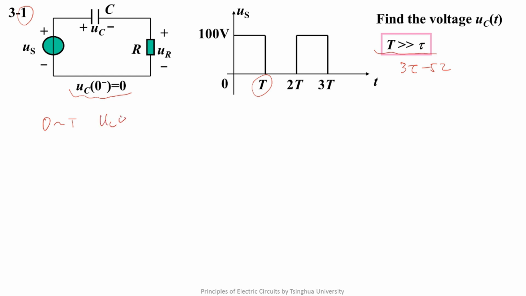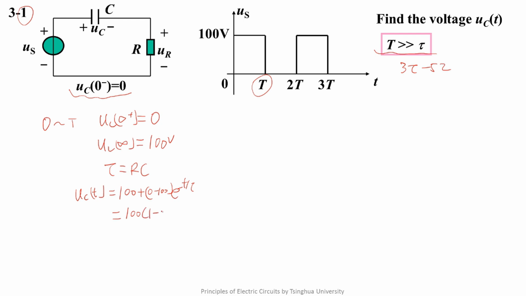Obviously, UC(0+) equals 0. UC(infinity) equals 100 volts. And tau equals RC. So we can see UC(t) equals 100 plus (0 minus 100) multiplied by e to the power minus t over tau, or 100 multiplied by (1 minus e to the power minus t over tau). This is the waveform.